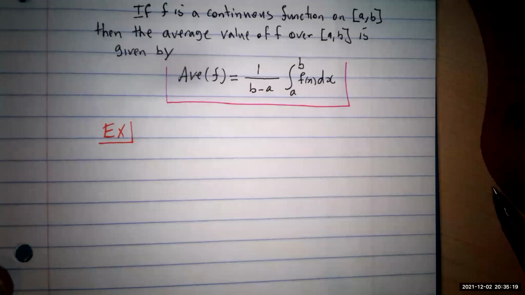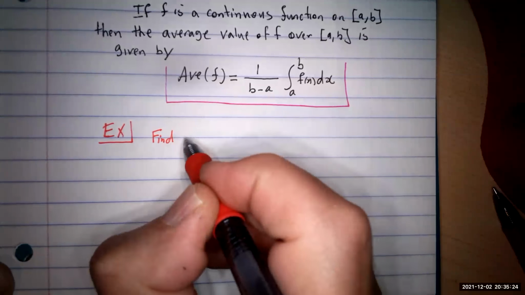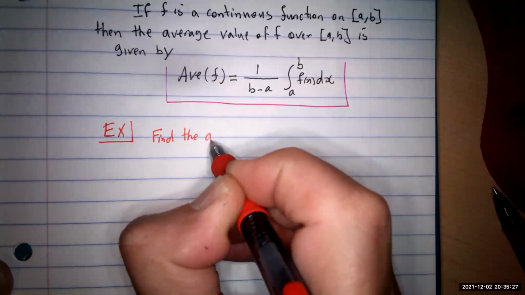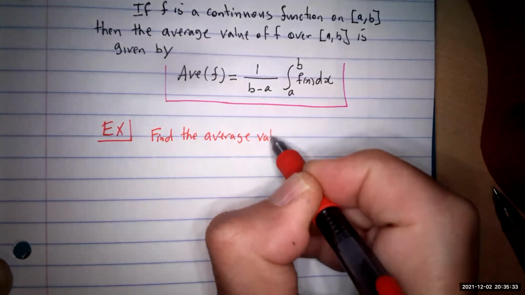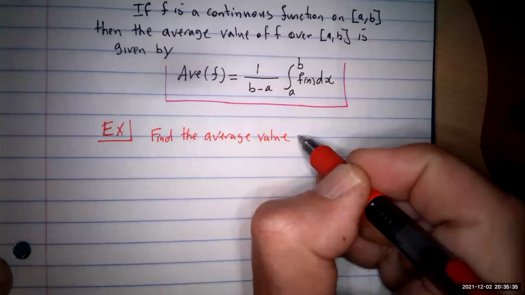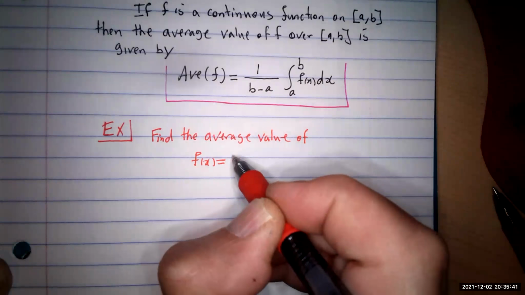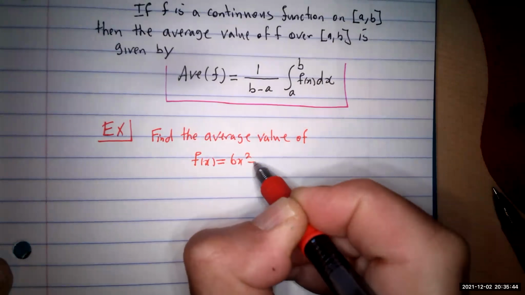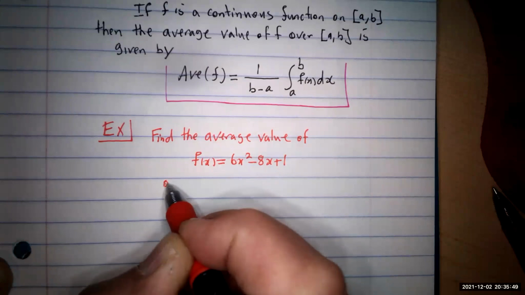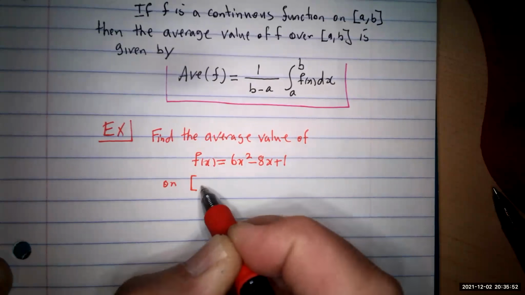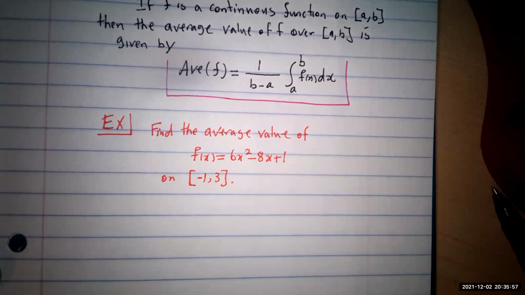So this is how they're going to ask you: find the average value of this function, f of x equal to 6x squared minus 8x plus 1, on this interval of -1 and 3. That's going to be the question.